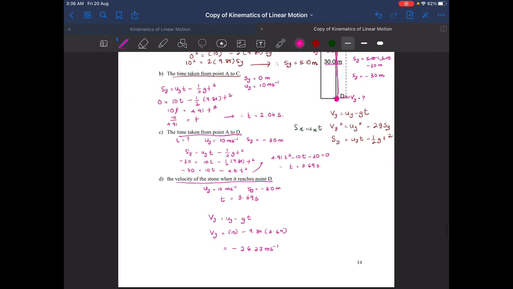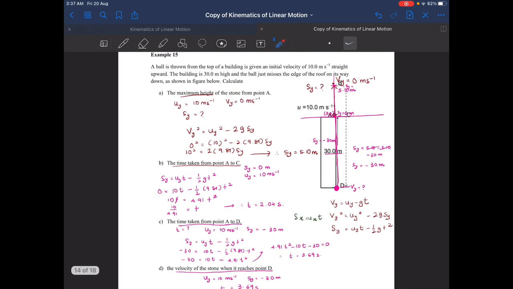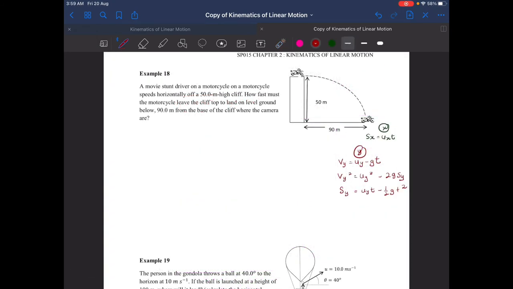Make sense tak dia negative? Make sense lah, sebab velocity kat sini adalah turun ke bawah. So Vy dia should be negative. So, this is the first case as well. Okay, let's try to do example 18.